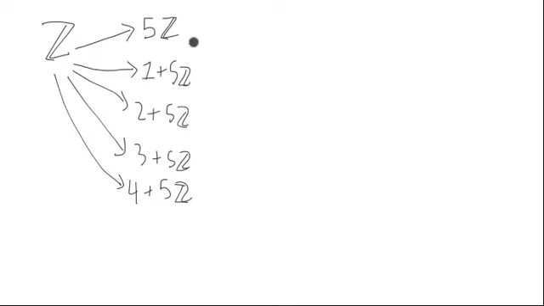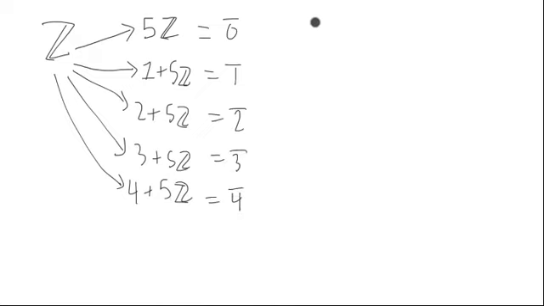We can notate these sets in the following way. 0 bar, where this means 0 more than a multiple of 5. This means 1 more than a multiple of 5, 2 more than a multiple of 5, 3 more than a multiple of 5, and this means 4 more than a multiple of 5.